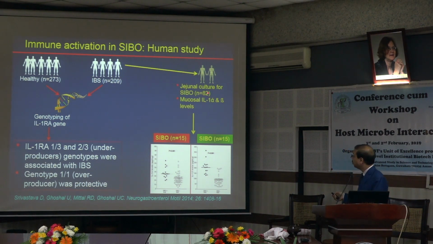To see that further, we looked at the gut microbiota by jejunal aspirate culture. Some people had bacterial overgrowth, some did not, and we looked at interleukin-1 alpha and beta levels in the mucosal biopsy. What we found is that those who have bacterial overgrowth have more interleukin-1 alpha and beta than those who did not, and it also correlated with the genetic polymorphism. So this is one gene study, or one cytokine study, for a pro-inflammatory state and gut microbiota-host interaction.